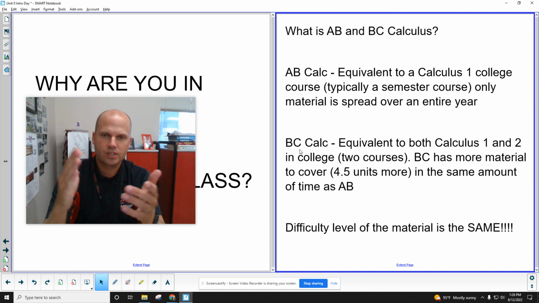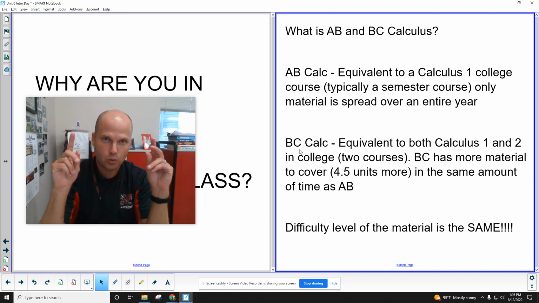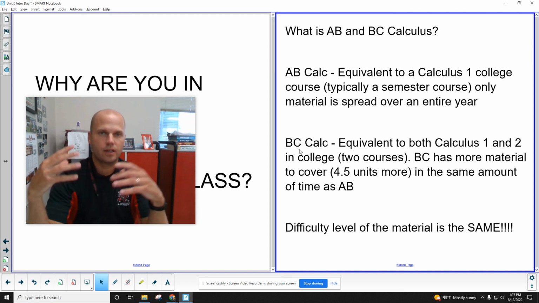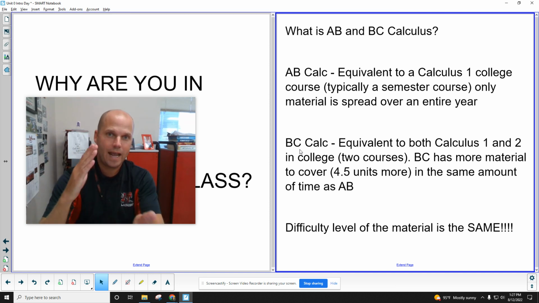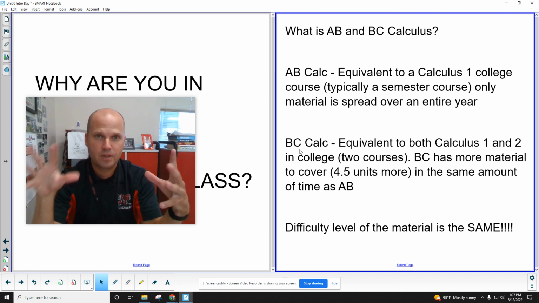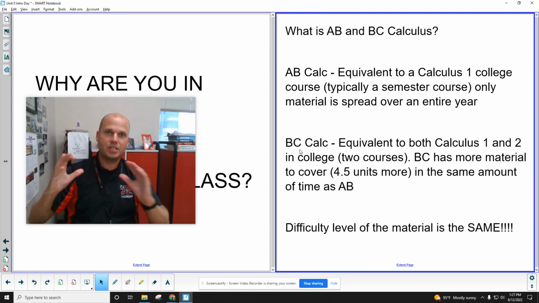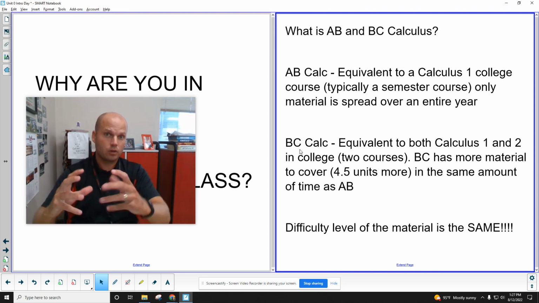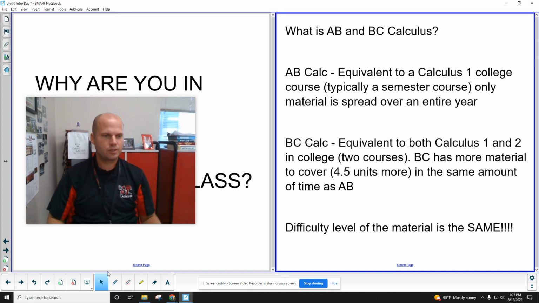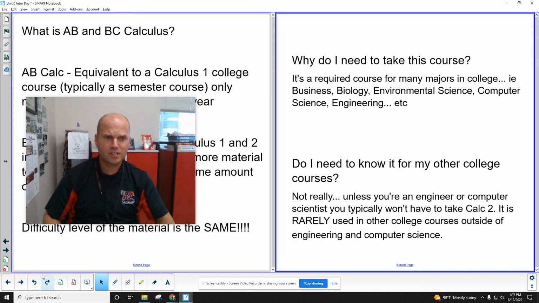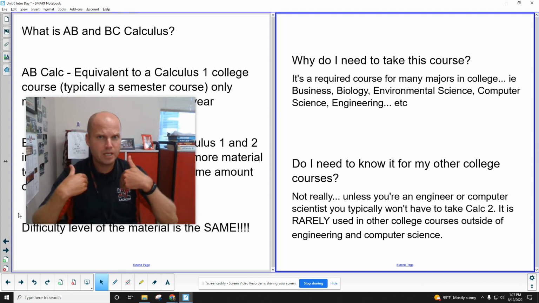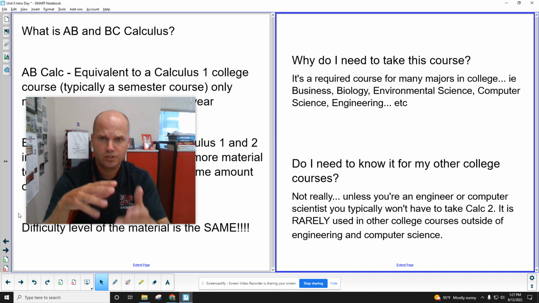AP Calculus AB is equivalent to Calculus 1 in college. AP Calculus BC is equivalent to Calculus 1 and 2. These courses are the same in terms of difficulty. It's just that BC Calculus covers more material in the same amount of time that we cover less in AB Calculus. But the questions are the same, and very similar tests are used. Mr. Huffaker teaches the BC courses. Me, Mr. Messner, I teach all the AB courses.